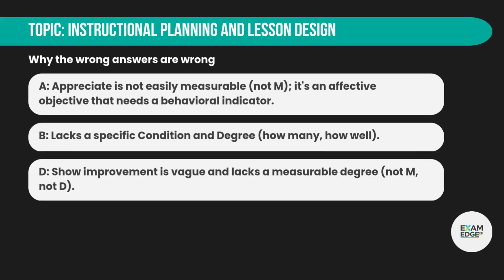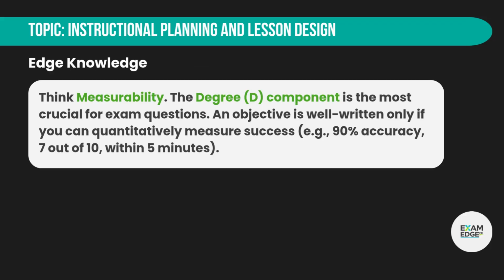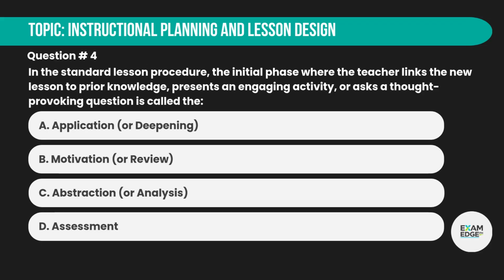A. Appreciate is not easily measurable, not M. It's an affective objective that needs a behavioral indicator. B. Lacks a specific condition and degree, how many, how well. D. Show improvement is vague and lacks a measurable degree, not M, not D. Edge knowledge. Think measurability. The degree, D, component is the most crucial for exam questions. An objective is well written only if you can quantitatively measure success, e.g., 90% accuracy, 7 out of 10, within 5 minutes.